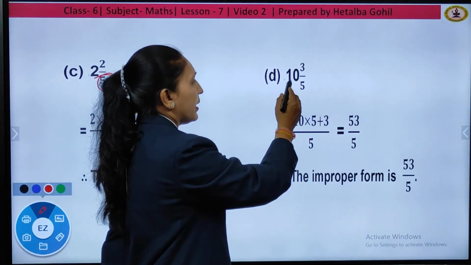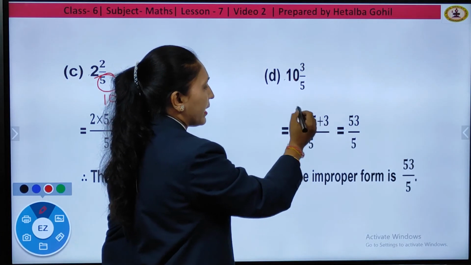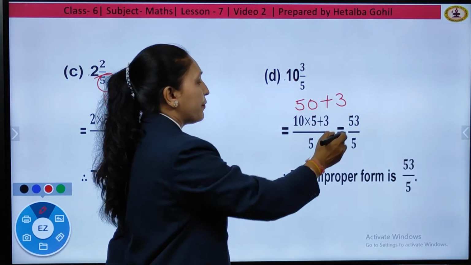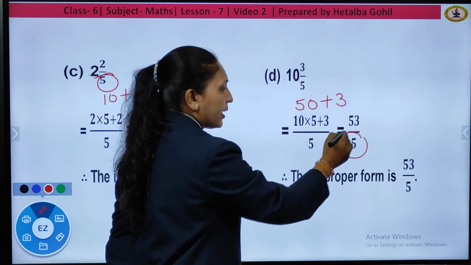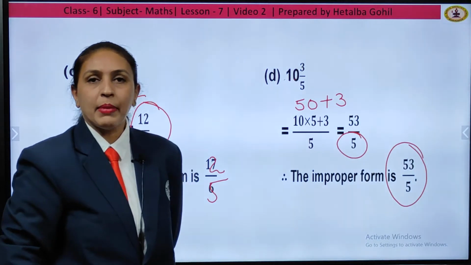Now next we have, children, 10 integer 3 by 5. Multiplying 10 into 5 we get 50, 50 plus 3, children, you get 53, and the divisor will be in the denominator. So the improper form you will get here is 53 by 5.